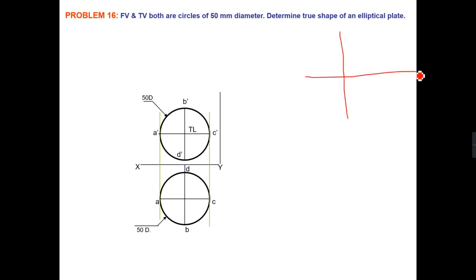suppose this is your 2D diagram, this is your first quadrant, and your line is somewhat like this. If you see it from the front view, you will get a straight line, and if you see it from the top view, you will get a straight line, right? So if I draw it, this will be front view and this will be top view.